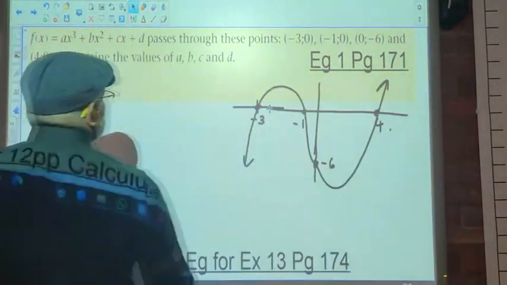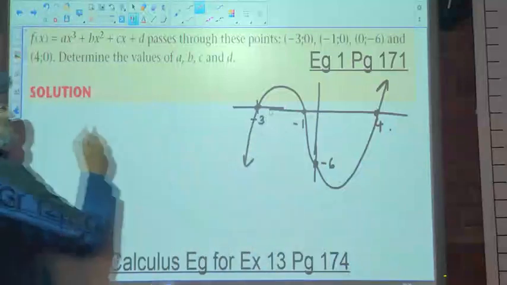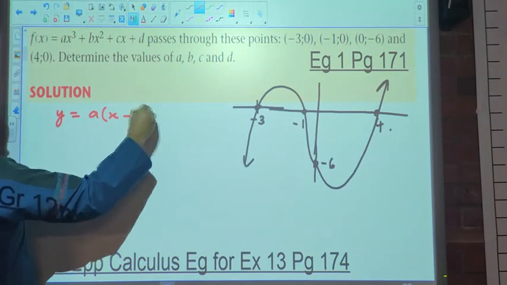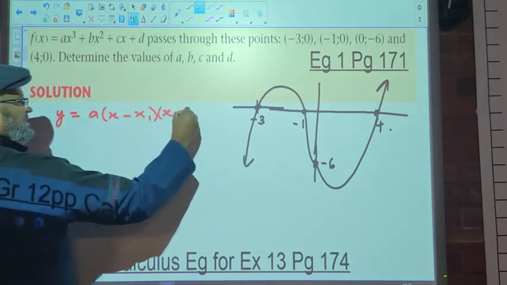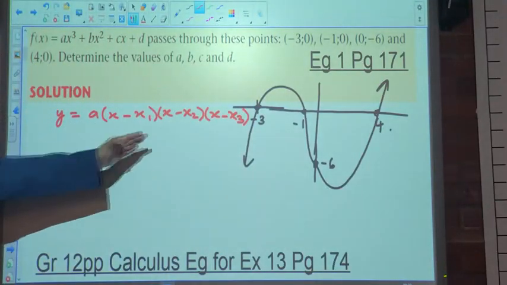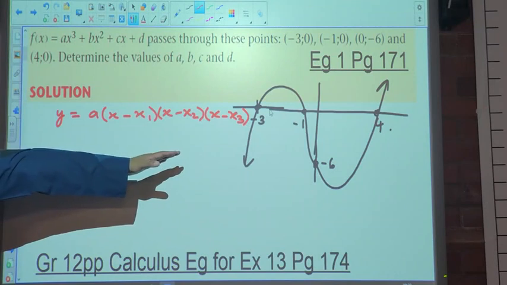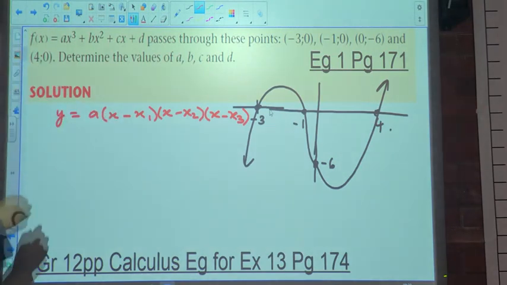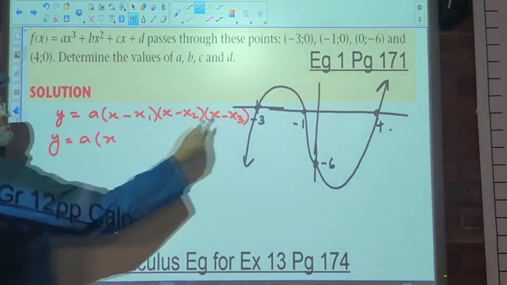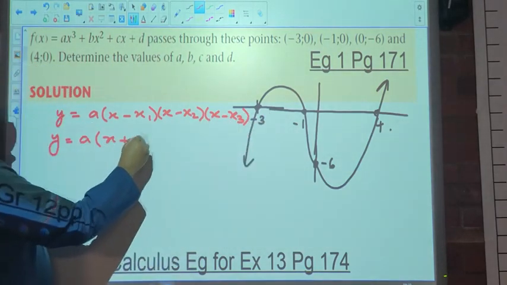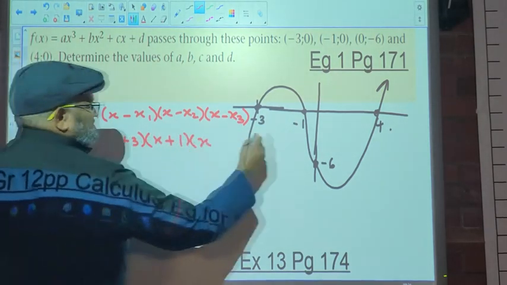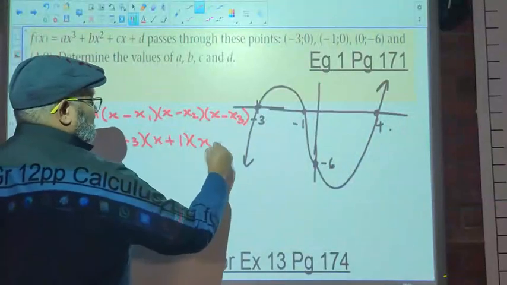Alright, so where do we start? We know we are given the x-intercepts. So we follow the formula. y is equal to a into x minus x1, x minus x2, x minus x3, where x1, x2 and x3 are x-intercepts. Not so. So what's my formula now going to read? y is equal to a into x minus minus 3 becomes plus 3, into x minus minus 1 becomes plus 1, and then x minus 4.